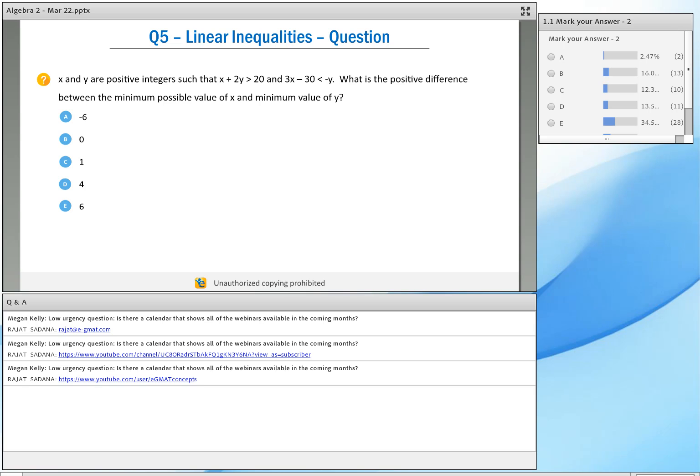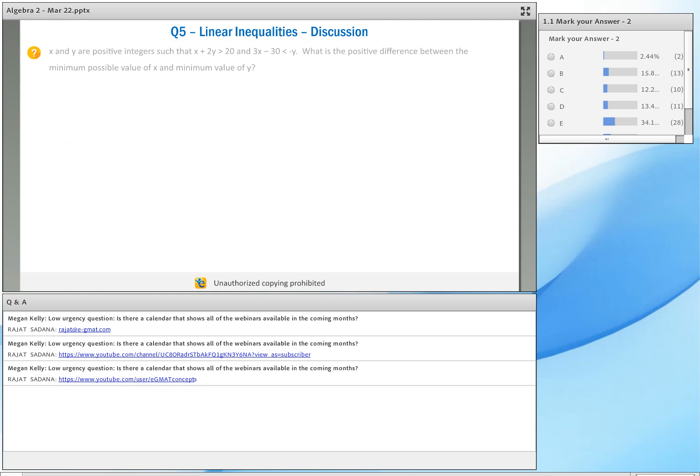All right. 35% of you chose choice E, which I believe is the correct answer. Very few people chose choice A, which I'm really happy about. Why? Because usually I've seen people choose choice A, and they forget the fact that the question is asking for the minimum possible value of the positive difference. People forget that, but the fact that very few of you chose choice A tells me that you really read the constraint well.